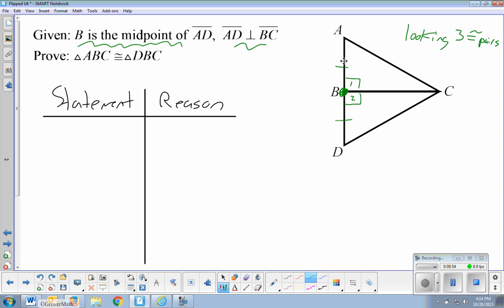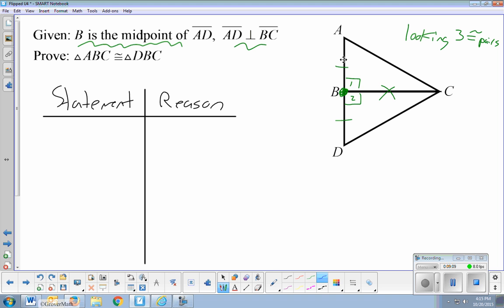So I have a side congruency pair between the two. I have an angle congruency pair between the two, but I need a third. And what you'll notice is that BC is a common side to both triangles. That's what we call our reflexive property. So that's going to be our third one right there.